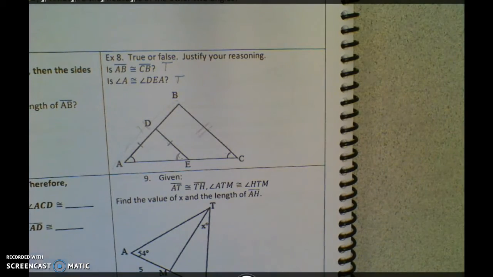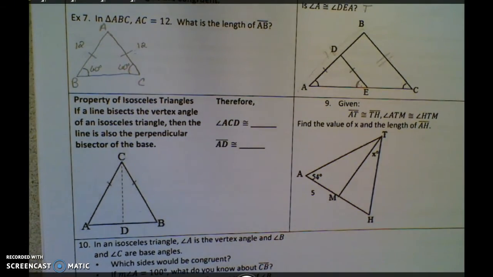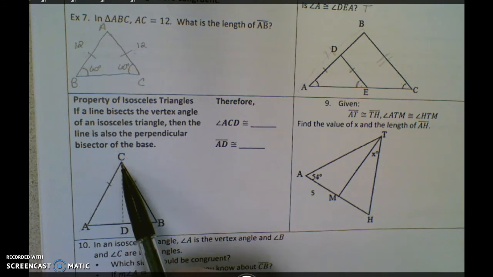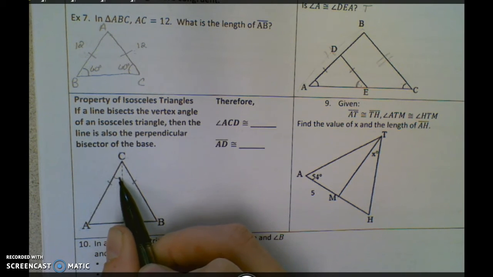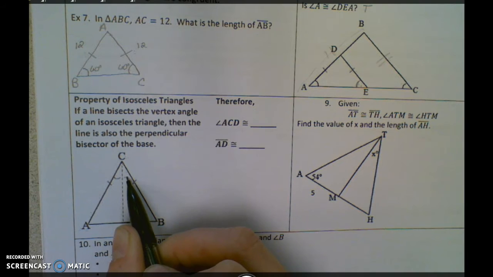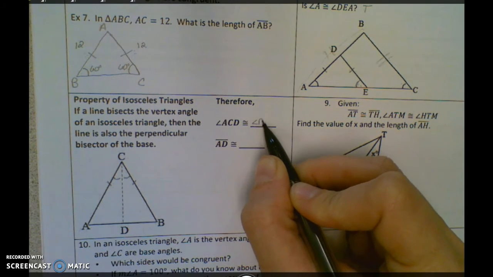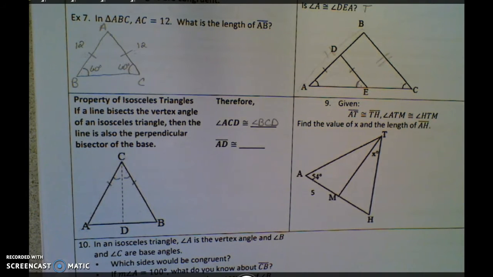What you're going to see more of is some of the applications, such as the property of isosceles triangles. This one says that if a line bisects the vertex angle, that's a whole lot of vocab right there. So if it bisects, if it chops in half the vertex angle. So you see this line, and it's coming up toward the vertex angle C. If I need to mark that it's bisected, I need to mark that ACD is congruent to angle BCD. So that's what I'm writing here. Angle ACD is congruent to angle BCD. So it's been bisected. Those things are equal.